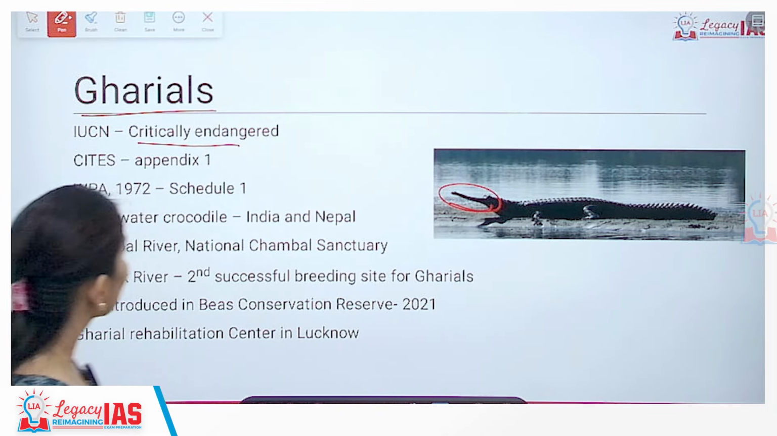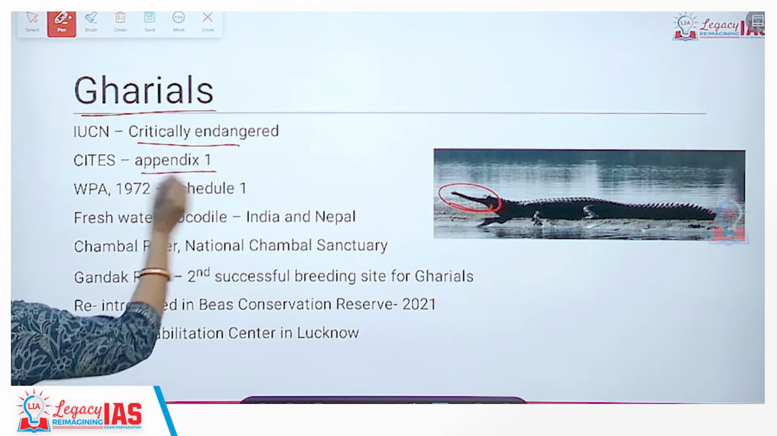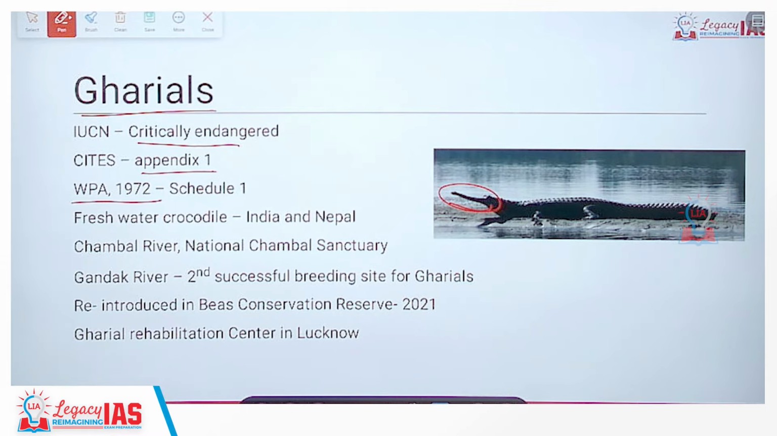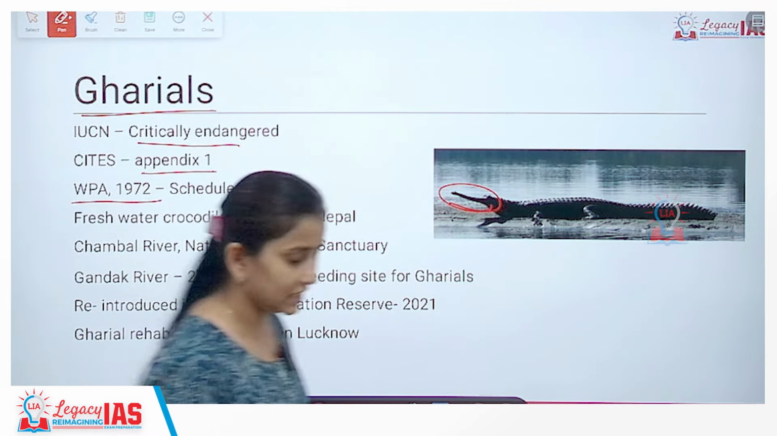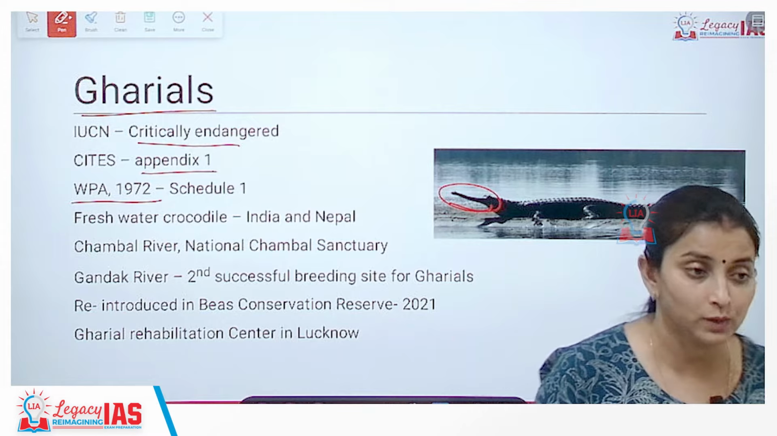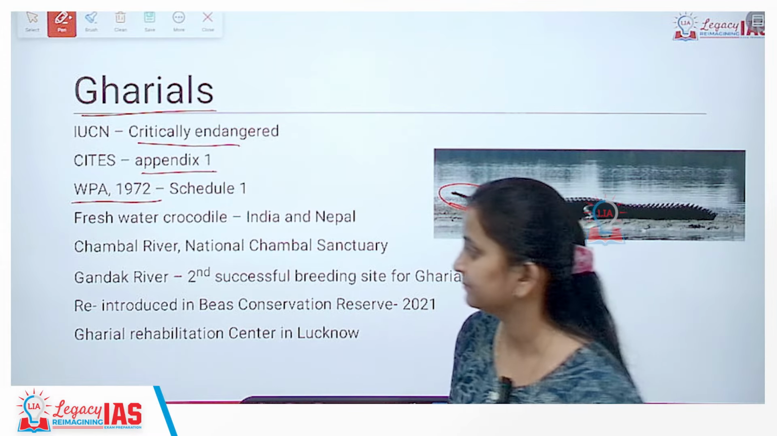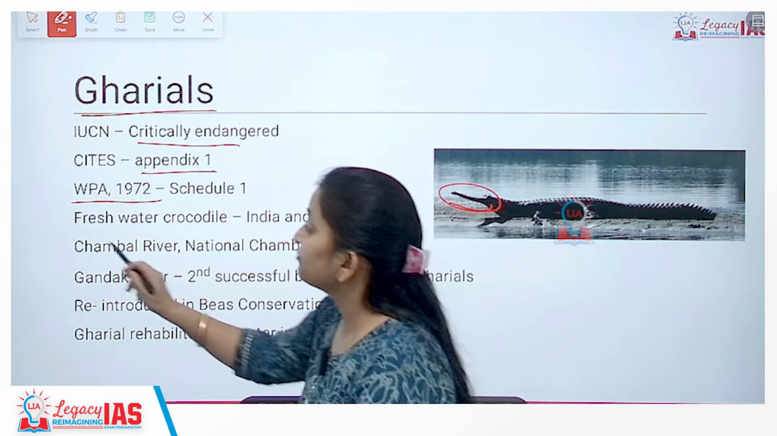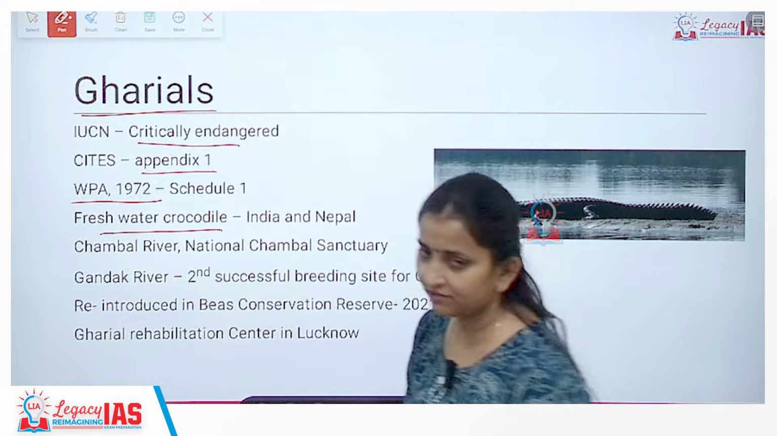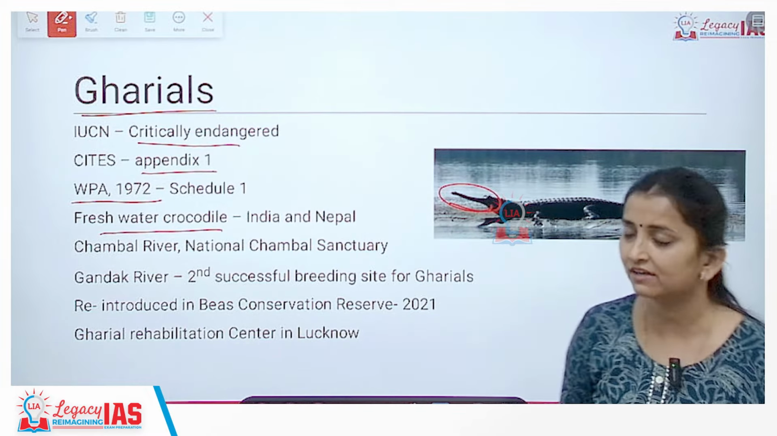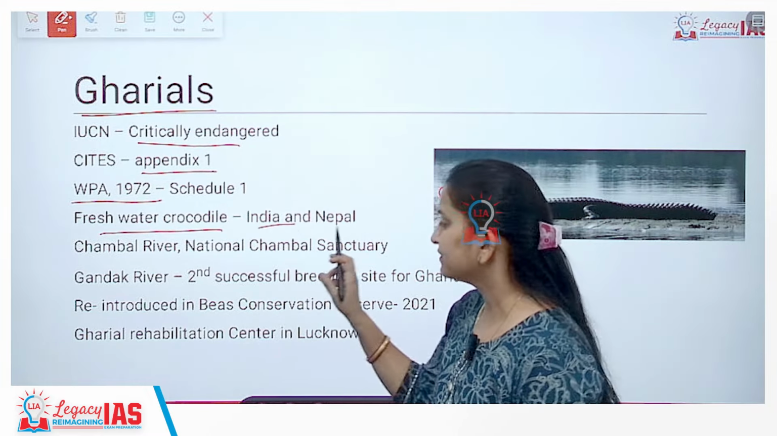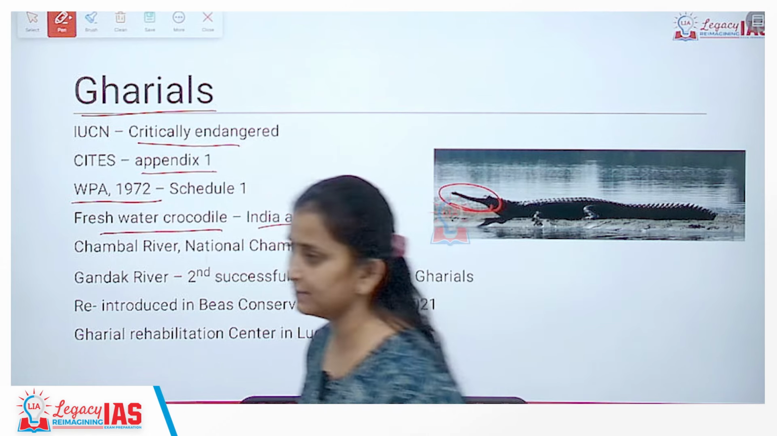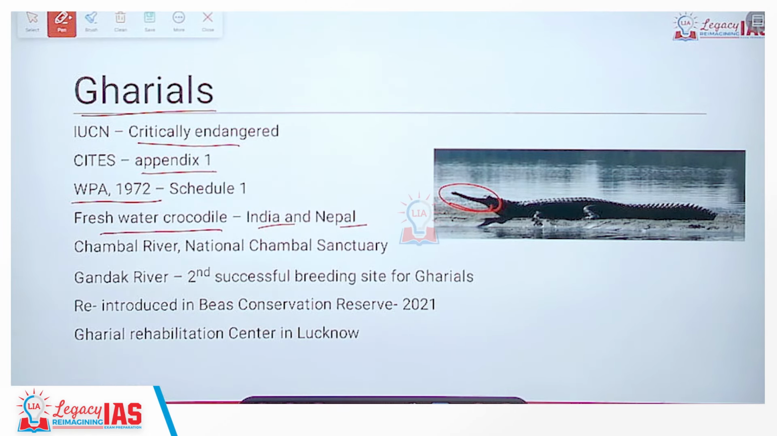Gharial are put in Appendix 1 of CITES, and in the Wildlife Protection Act of 1972 we have given them Schedule 1 status, meaning the highest protection accorded. They are freshwater crocodiles, so they do not live in salt water. In India they are found in the Chambal. Otherwise, in general, they are found in India as well as Nepal. Within India, they are found in the Chambal Sanctuary.